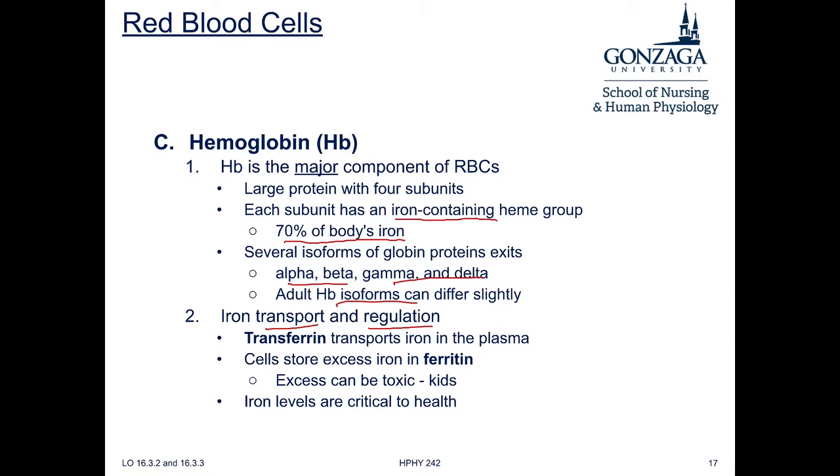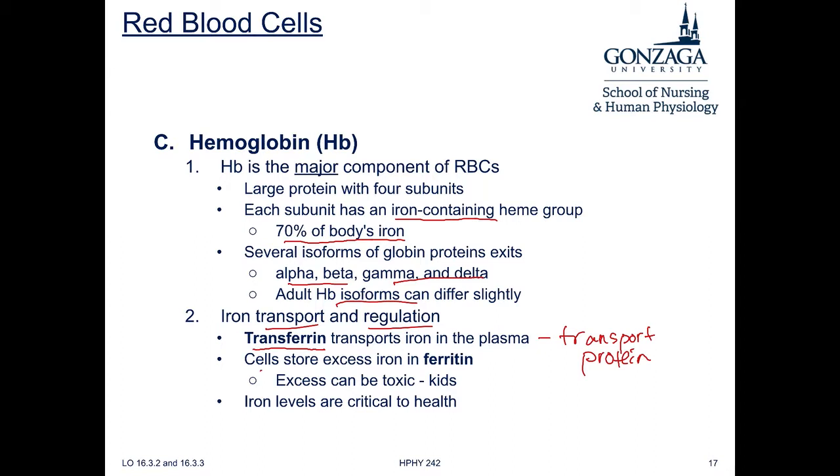Most of the iron we get from our diet. So we eat food that contains iron, and it is absorbed in our digestive tract. That digestive tract puts it in the bloodstream, where transferrin, which is a protein, picks it up and transports it in the plasma. So transferrin is a transport protein. It transports ferrin, which is one of the Latin forms for iron.